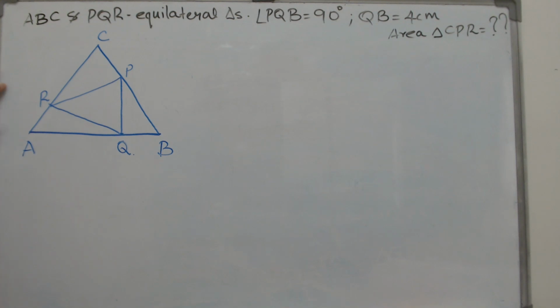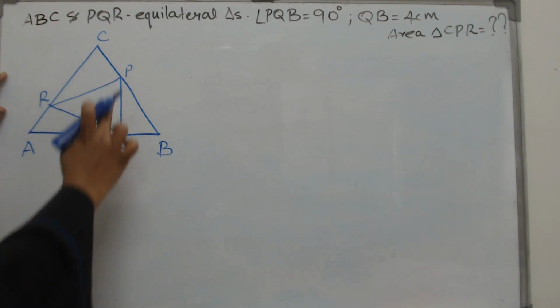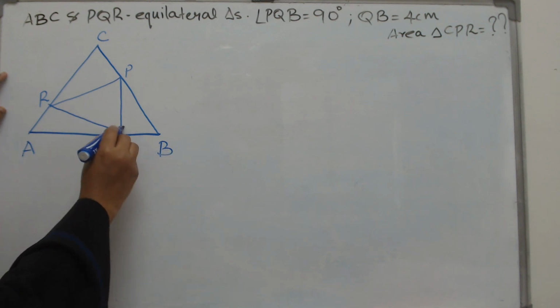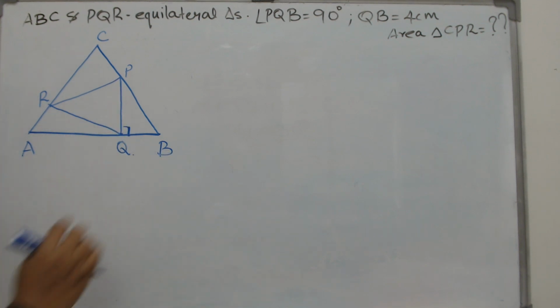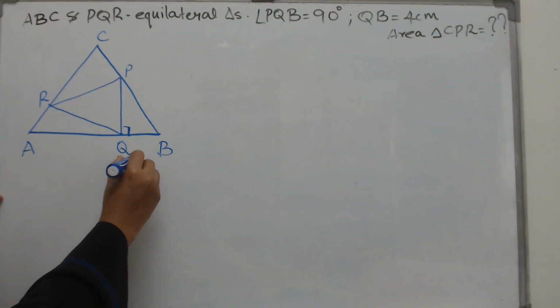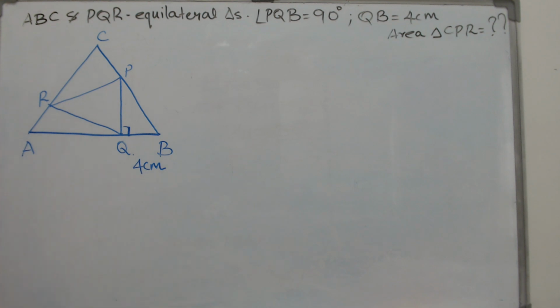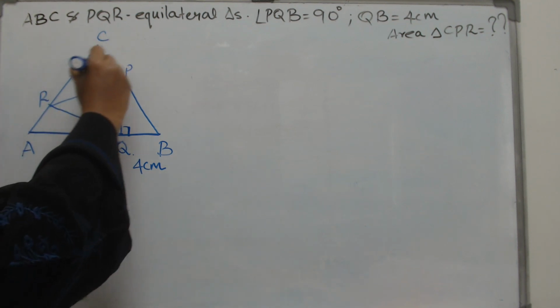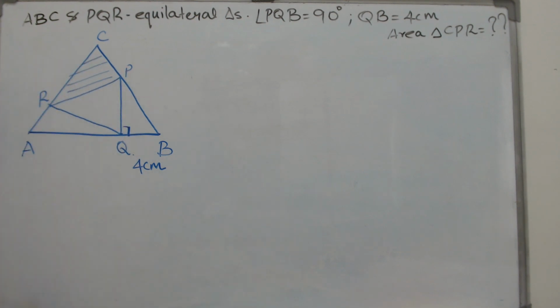Here we have two equilateral triangles ABC and PQR. What else is given? This angle here, PQB, is 90 degrees, and this length QB is 4 centimeters. What we need to find is the area of the triangle CPR.